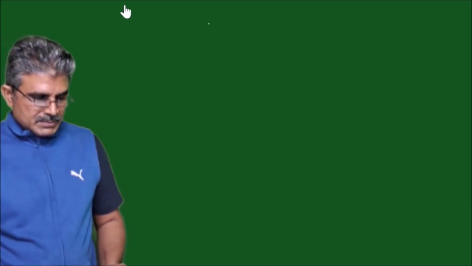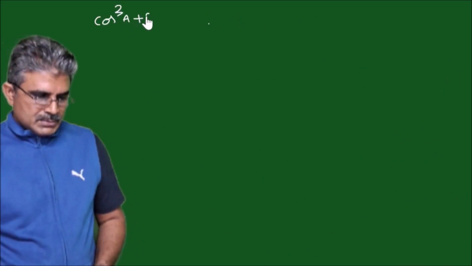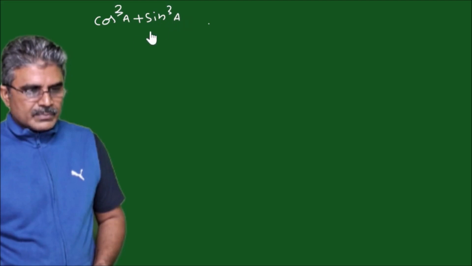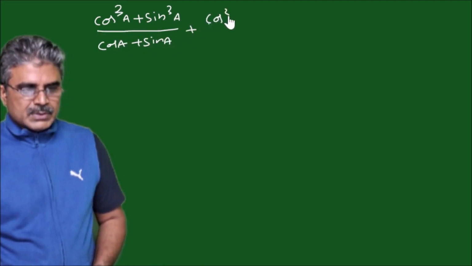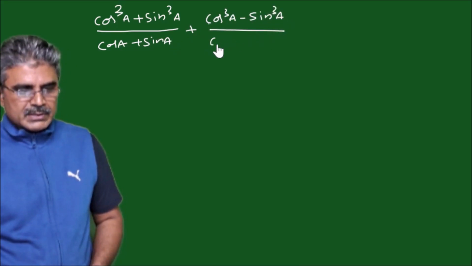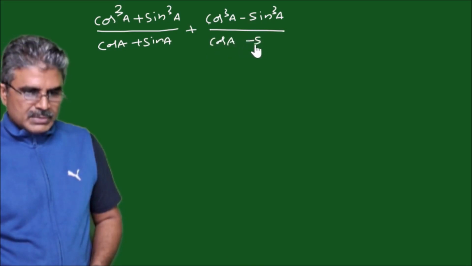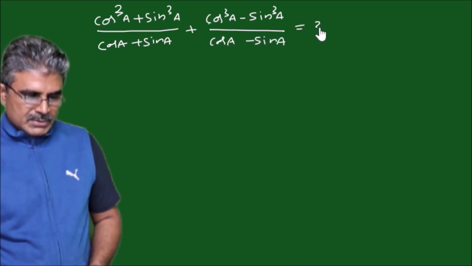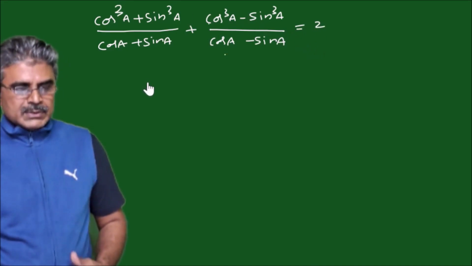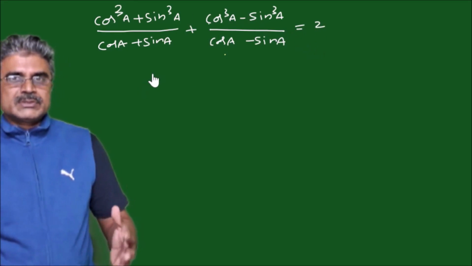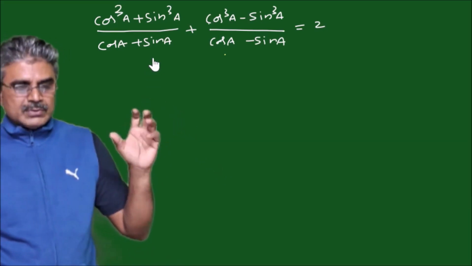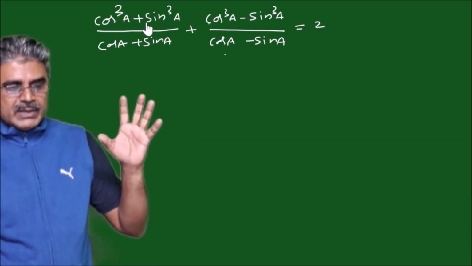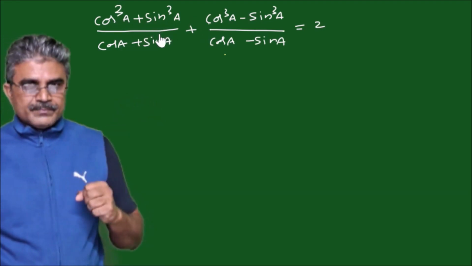Our next problem is (cos cube A plus sin cube A) divided by (cos A plus sin A) plus (cos cube A minus sin cube A) divided by (cos A minus sin A), which should be equated to 2. So here is a complicated expression on the left hand side. If you observe the left hand side clearly, you can see a cube minus b cube or a cube plus b cube terms.